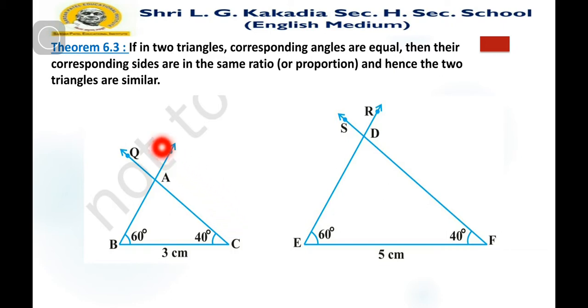Then their corresponding sides are in the same ratio. Then we can say AB upon DE is equal to BC upon EF and CA upon FD. So these ratios are the same. Hence, we can say that both the conditions are satisfied, that is, corresponding angles are equal and corresponding sides are in the same ratio. So we can say that both triangles are similar to each other.